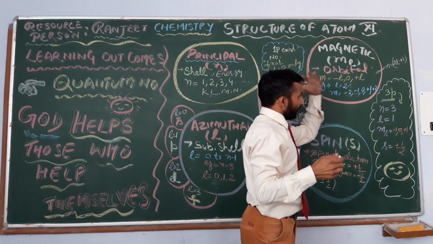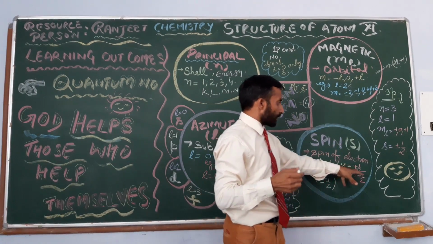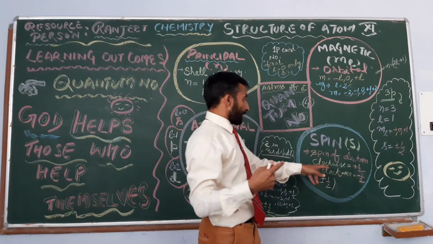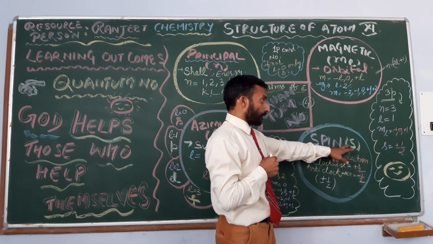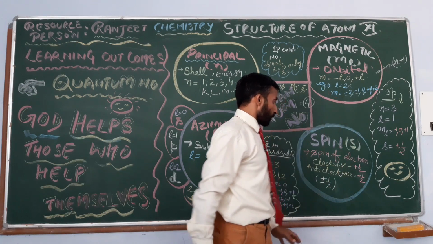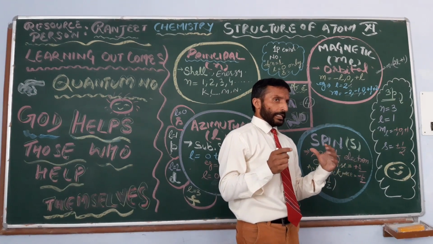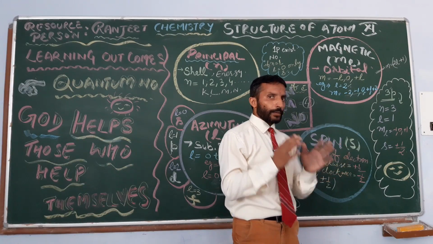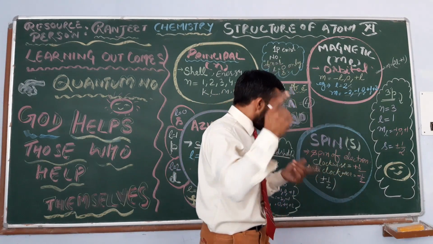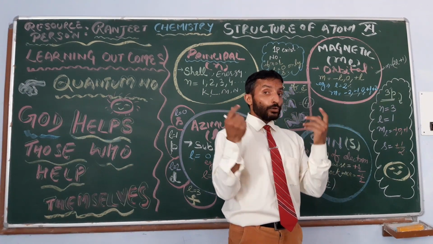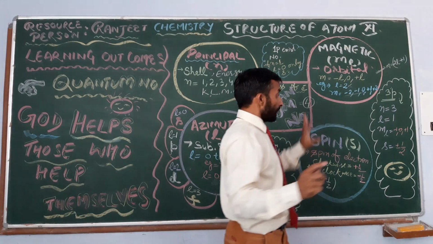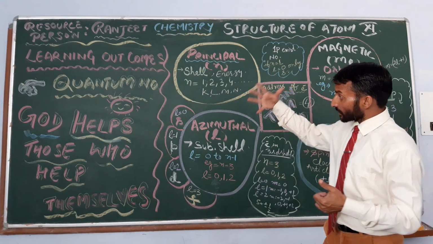If it is clockwise, its value is plus half. If it is anti-clockwise, then it is minus half. The spin quantum number is represented by small letter s. If you know the spin, you write plus half for clockwise and minus half for anti-clockwise. But if no particular spin is given, then you will write both values, plus minus half. That is all about this quantum number.